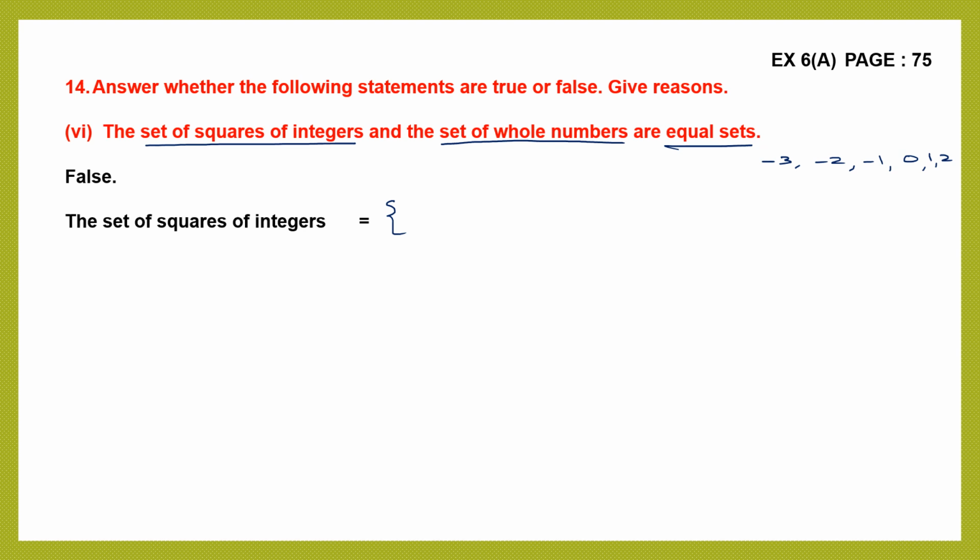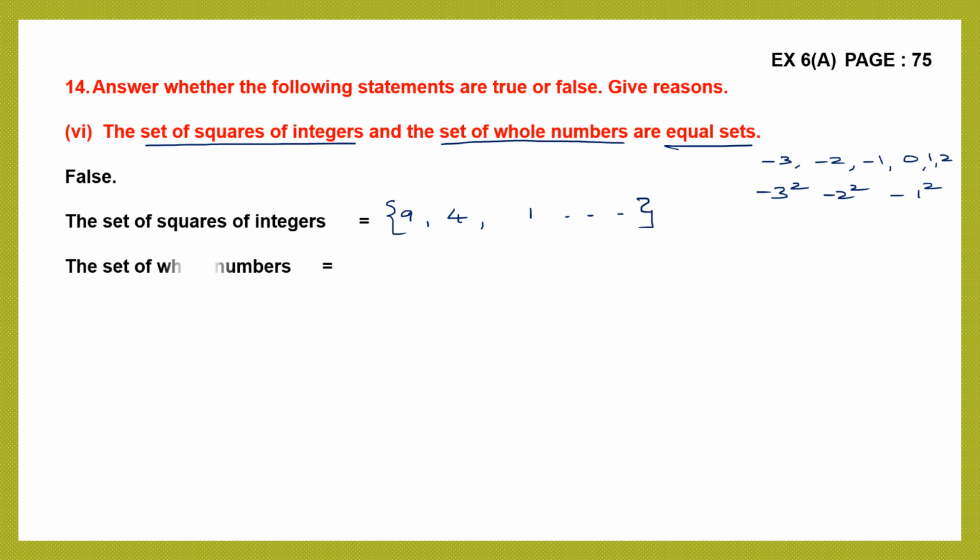So -3, if I say -3 square, it is minus into minus is plus, 3 3s are 9. Then I say -2 square, minus into minus is plus, 2 2s are 4. Then again I can say -1 the whole square, minus into minus is plus, 1 1s are 1. So this goes on and on. Here I've just written a few elements, but this goes on and on and on. So I will close my brackets here. Now the set of squares of integers are these numbers.